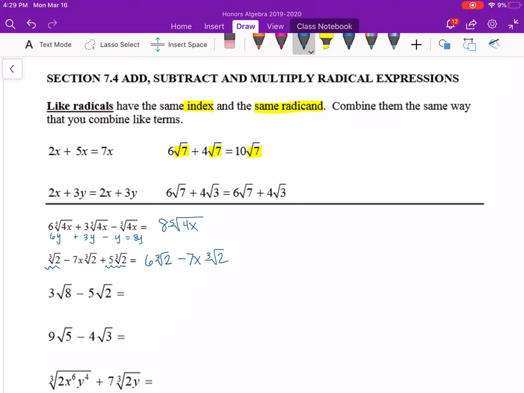But the coefficients aren't actually something that we can add because our coefficients aren't like terms. But what we can do is say, well, their coefficient would be 6 minus 7x, whatever that happens to be, because they have the same index and radicand.